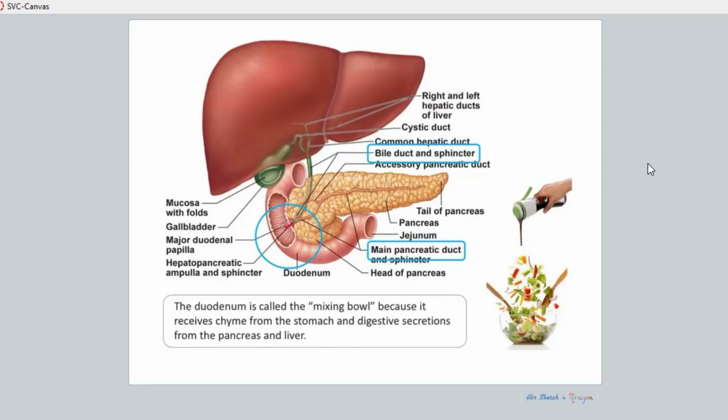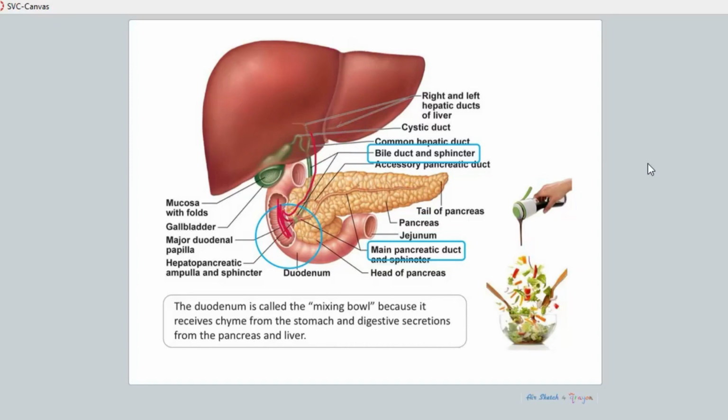So let's go up here. This right here is called the bile duct. And where's the bile duct going? The bile duct makes its way up into the liver. So the liver's going to secrete a digestive product that's going to travel down the bile duct, and it's going to be secreted into the duodenum.